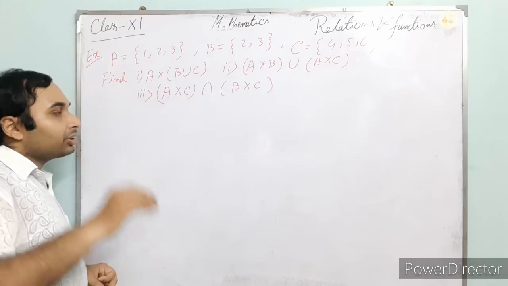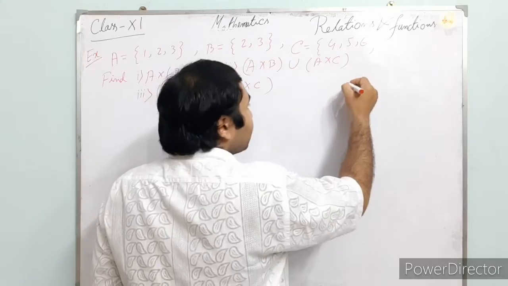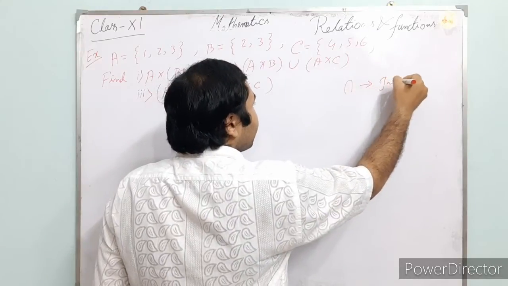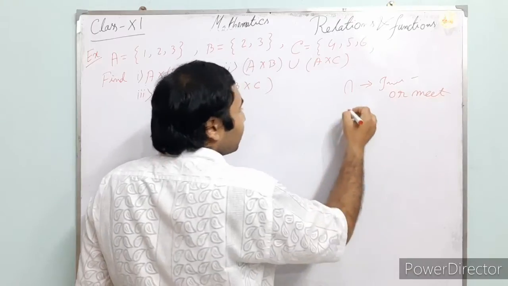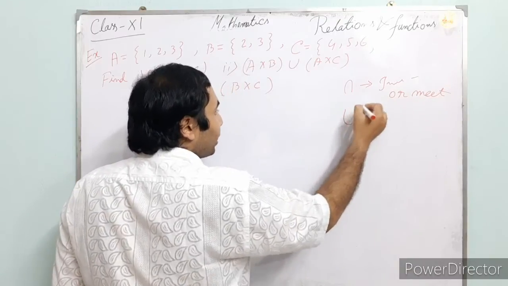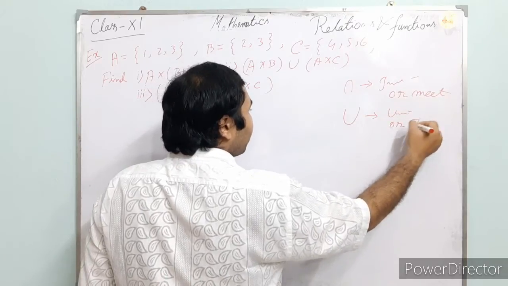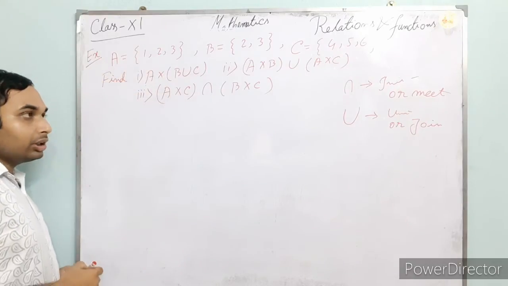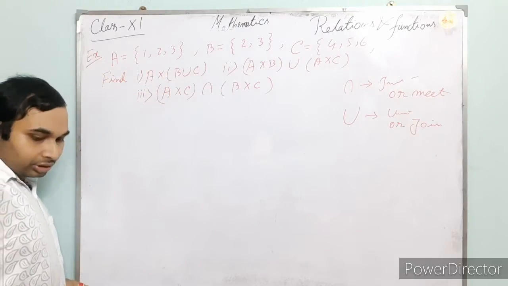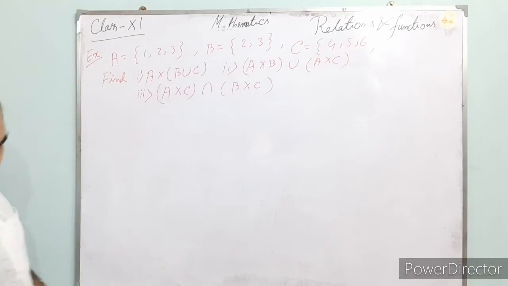In set theory, actually I have forgotten to say, this is called the intersection, or it is called the meet. In logic it is called the meet, and this is called the union, and also it is called the join. In mathematical logic, this can be called meet and join. Okay, now you have to find this. Very easy.